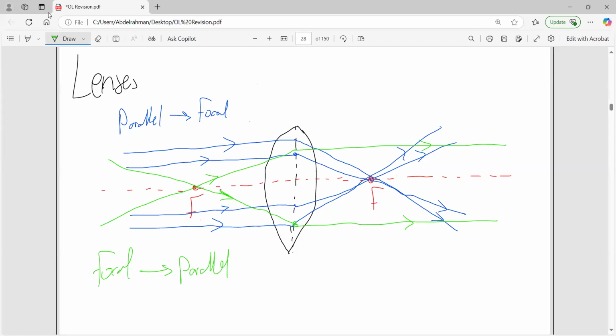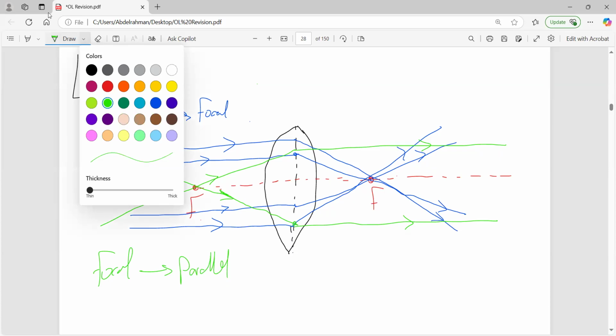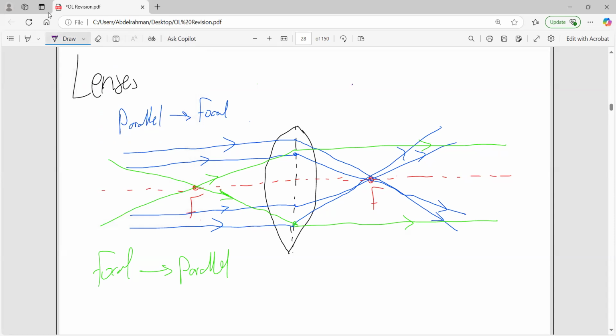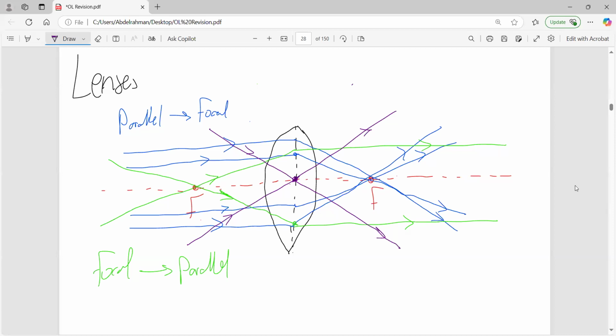Last but not least, the most important one, the easiest line to draw, is the one passing through the center point. This line passing through the center point is not refracted; it's not affected in any way. It is unaffected and moves in a straight line. This is the easiest line to draw, as it's passing through the center. These are the three lines which we draw.